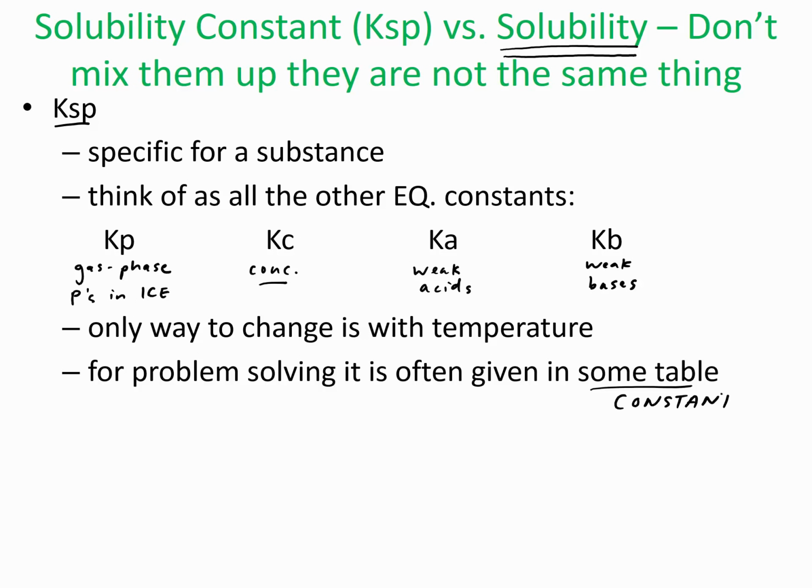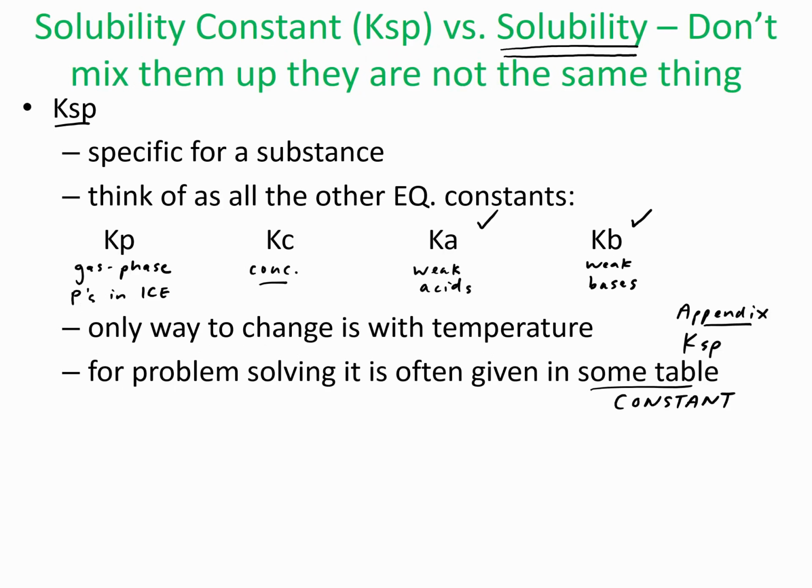Okay, and just like Kas and Kbs, I printed the appendix. I think it was Appendix D. There's also an appendix for Ksps, and I believe it's also Appendix D. That's all the equilibrium constants, and Ksp is included with that.